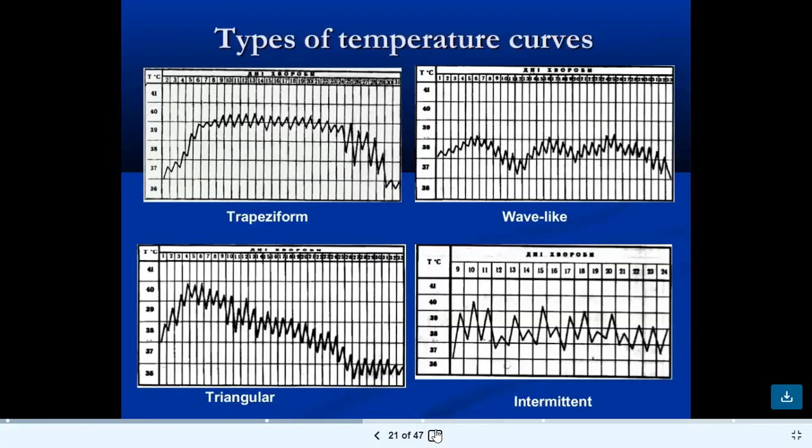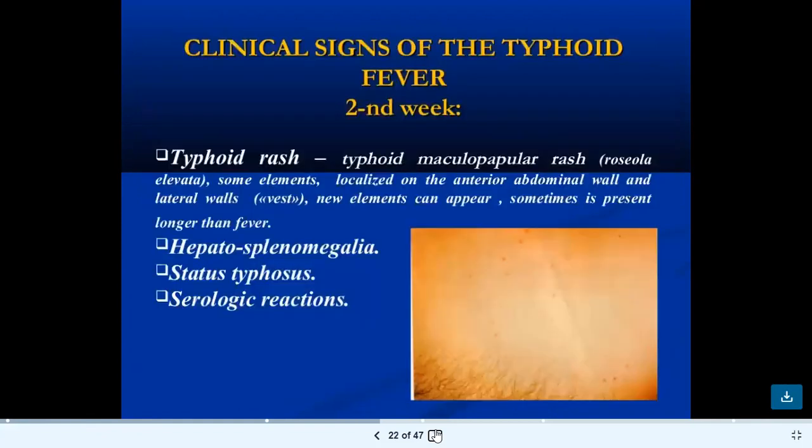The types of temperature curve, you can see here, are basically based on the shape. If it's trapezium shaped, it's trapeziform. If it's in the form of a wave, then it's wave-like. And if it's triangular, then we can say it's triangular form. And if we cannot characterize it into any of the figures, then we can say that it's intermittent.